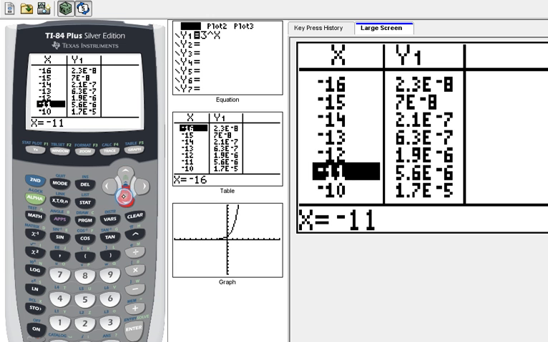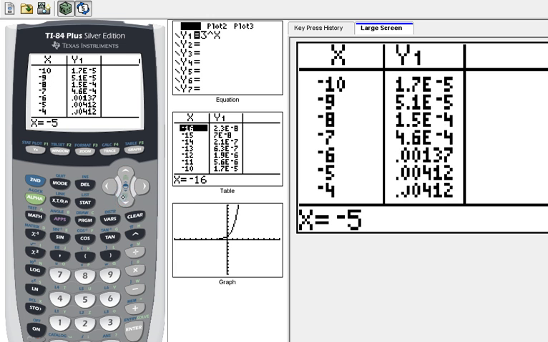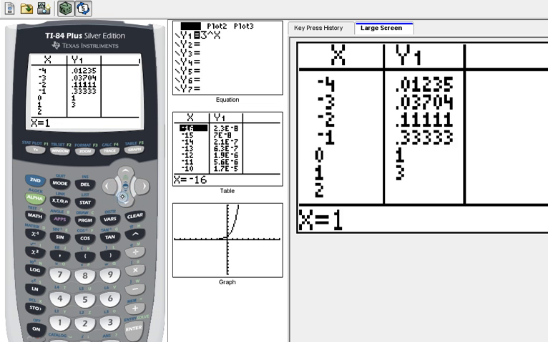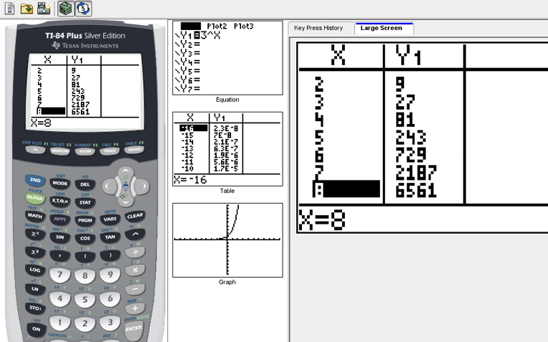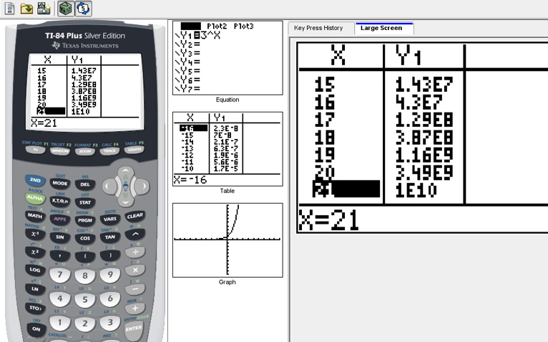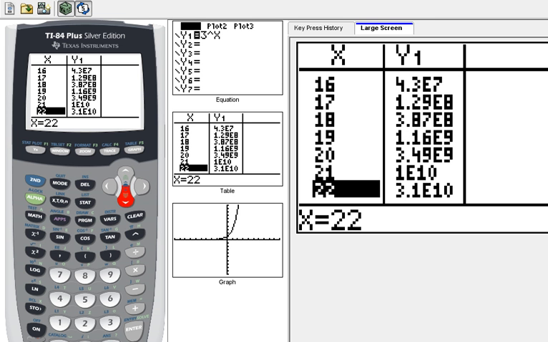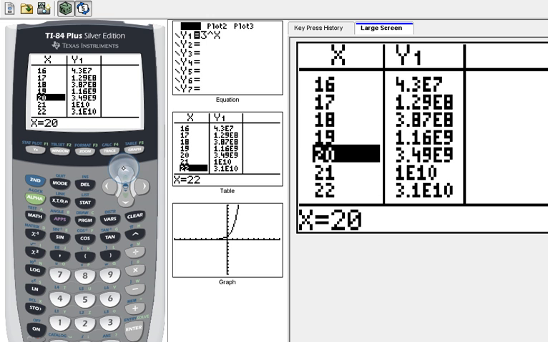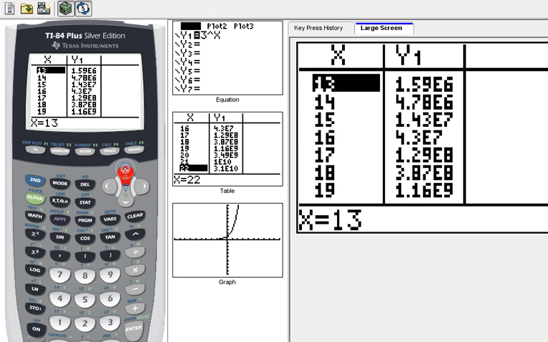On the other end, if I scroll up this way, my numbers you can see are getting bigger and bigger and bigger. And now they're starting to spit them out in scientific notation here too. So 1.1 times 10 to the 9th, 3.49 times 10 to the 9th. Your numbers get really big really fast, okay? So that's kind of what's happening.